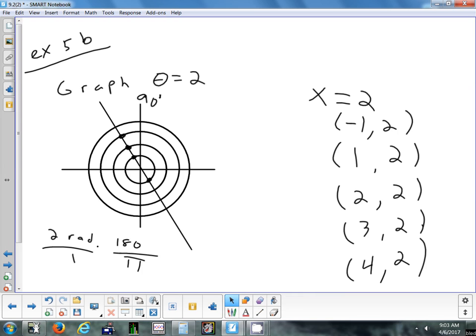So if you've got to figure out something you can't graph, just make up some points. The radius can be anything, but the angle has to always be a 2. And don't forget to think about negatives, because if you don't deal with negatives, then your line would only go in one direction from the origin. Any questions on that?